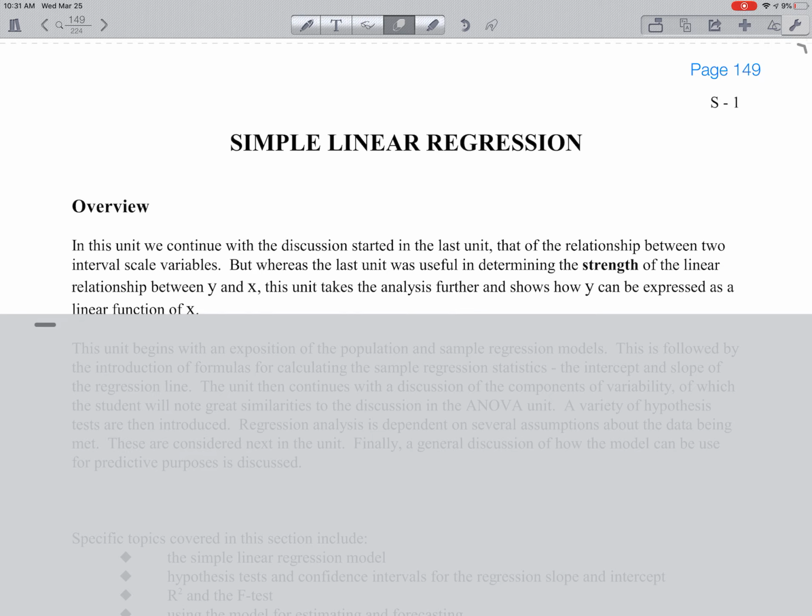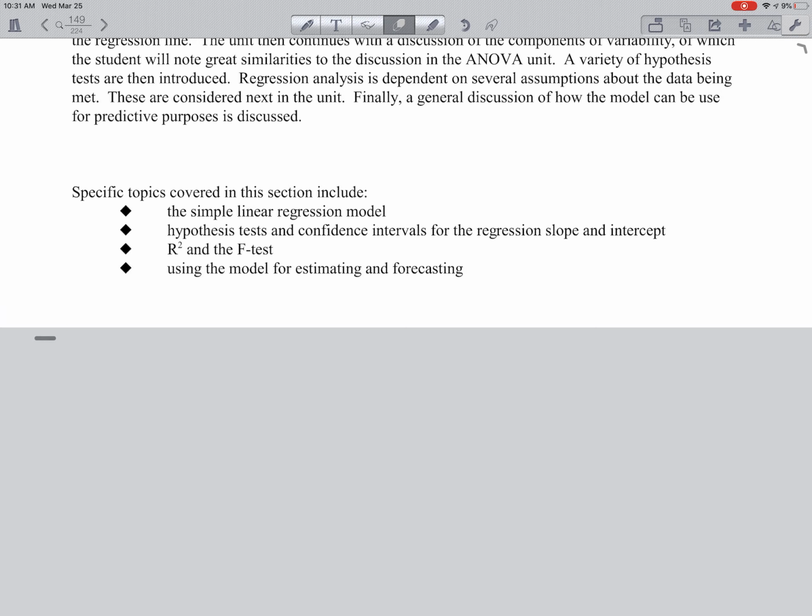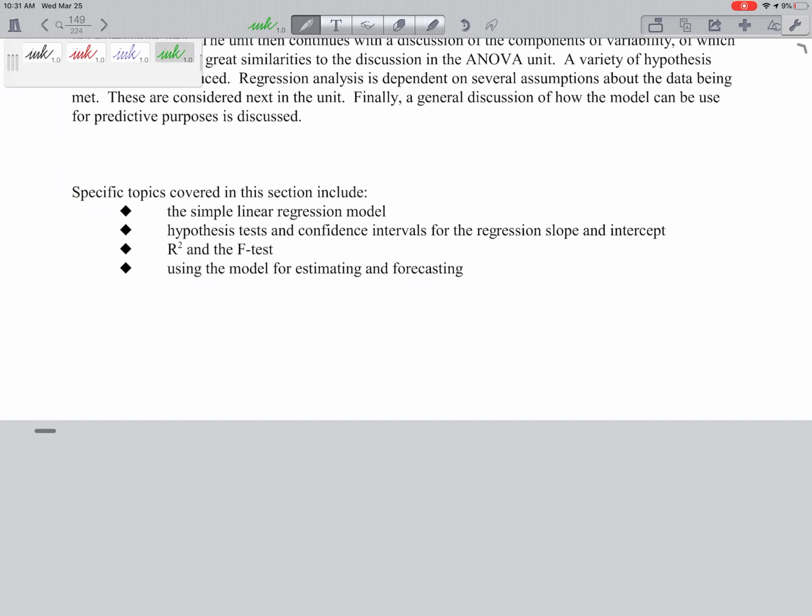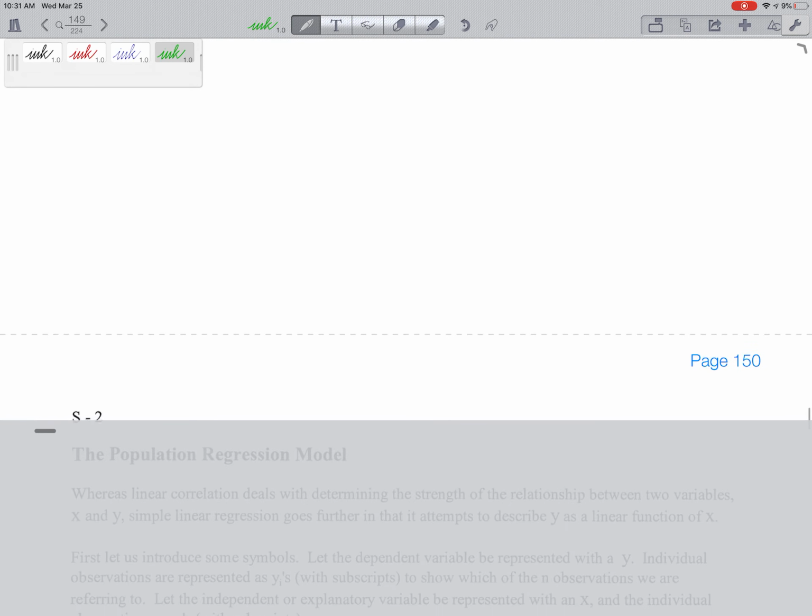So in Unit S here, we're going to be taking a look at the following. We're going to be taking a look at the simple linear regression model, and then we'll be doing hypothesis tests and confidence intervals for the slope and the intercept. We'll look at a really important measure called the R-squared measure and the F test that goes with it, and that will be really important when we get into multiple linear regression. And then we'll be talking about, just briefly, using the model for estimating and forecasting.